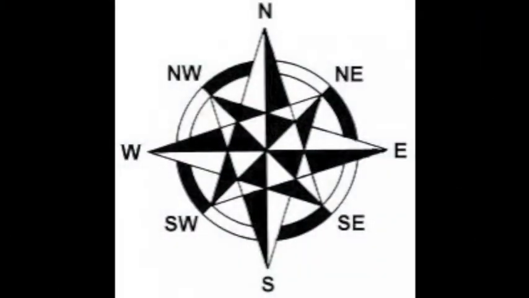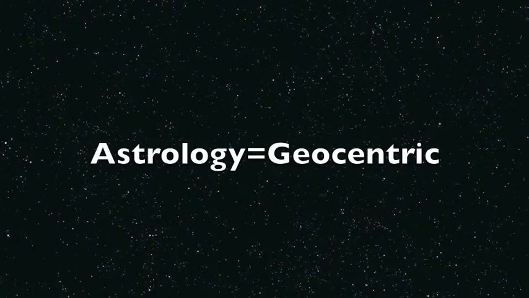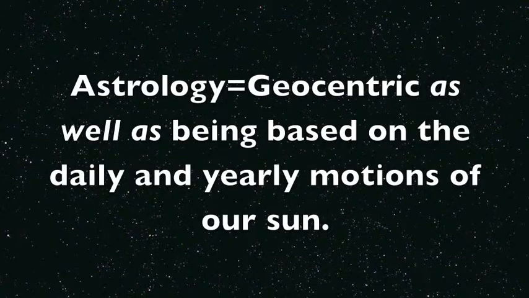Alright, so now that we have a basic understanding of what a chart is, it's now time to get oriented. Remember in the last episode how I said that astrology was geocentric? Well, there's one other thing I want to add to this definition. Astrology is geocentric as well as being based on the daily and yearly motions of our sun. Now don't freak out, I'm going to explain exactly what this means.